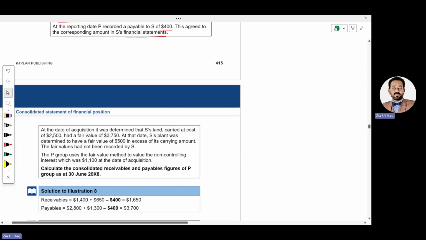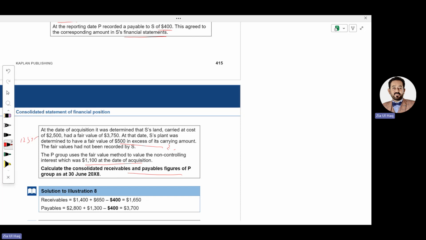At the date of acquisition, it was determined that S's land carried at a cost of 2500 had a fair value of 3750. This means there is a 1250 fair value gain. At the same date, S's plant was determined to have a fair value of 500 in excess of its carrying amount; the fair value had not been recorded by S. This is a revaluation surplus. The P group uses the fair value method to value non-controlling interest. This is the fair value of the non-controlling interest. What you need to do is calculate the consolidated receivables and payables.